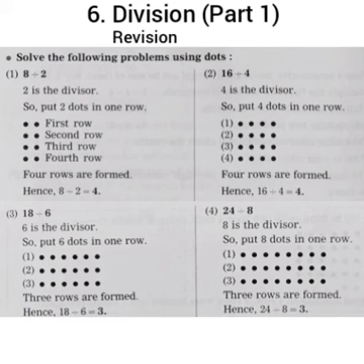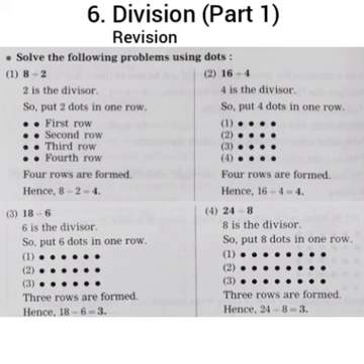Number 3. 18 divided by 6. 6 is the divisor. We have to divide 18 dots into 6. So, put 6 dots in one row. In first row, 6 dots. In second row, 6 dots.